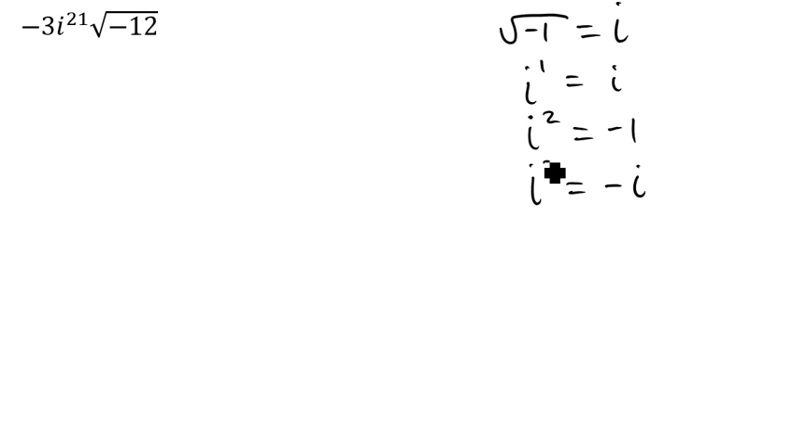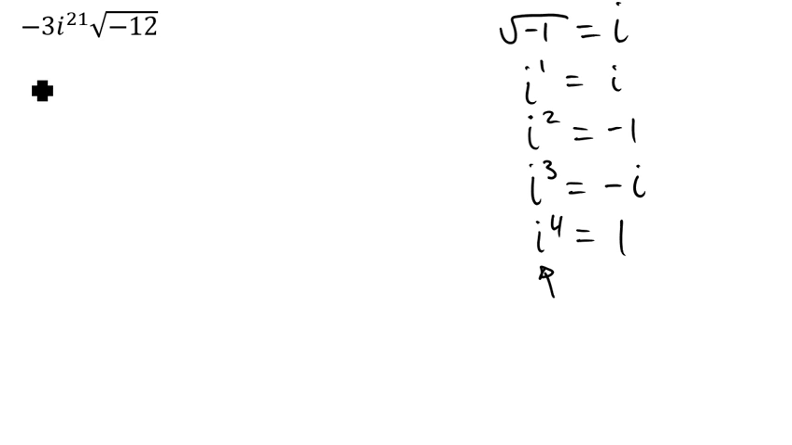Now, if I take i and raise it to the fourth power, that's i squared times i squared, which is -1 times -1, or +1. I like to think about that when I'm simplifying expressions, because anytime I have i to the fourth, that equals the number 1, which I consider pretty simple to deal with. So let's take a look at this.